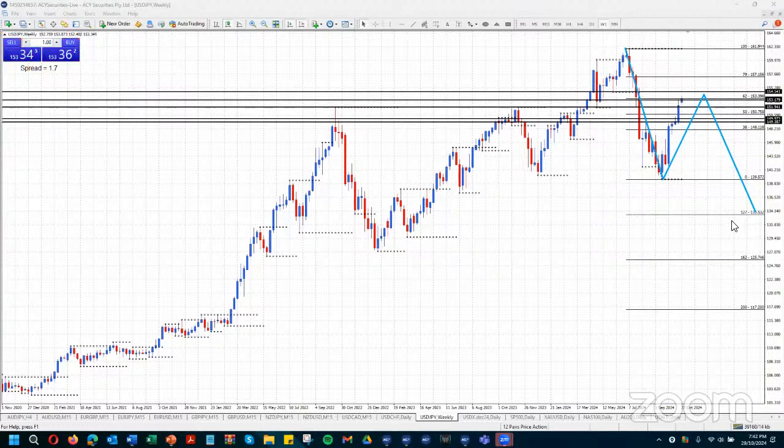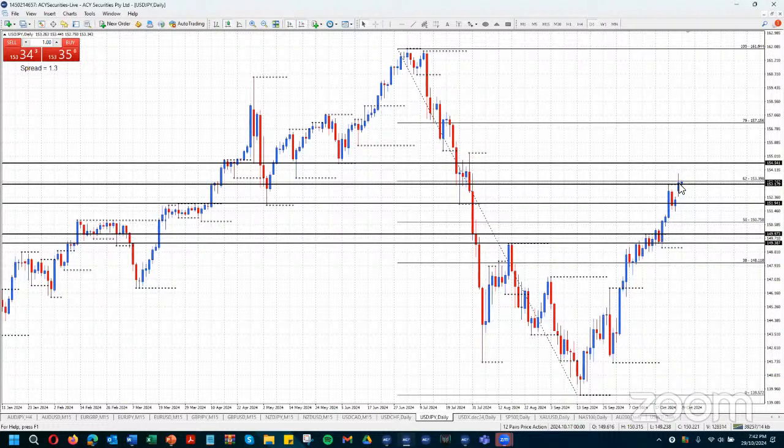But we would need to see a change. We would need to start to see a change on the lower time frames. Like this day trend is just up at the moment, with fewer minor lows here. So we would need to see a break of this low first of all to start to think about, okay, maybe something is changing in this zone.